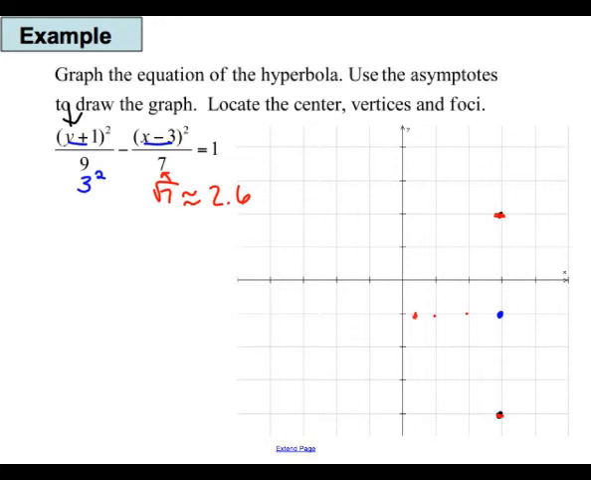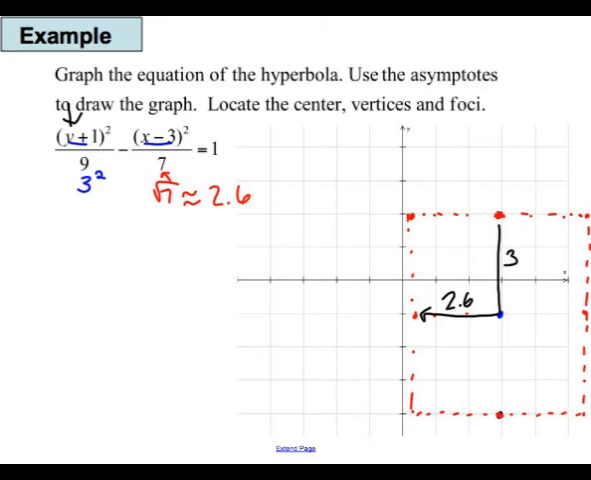So from the center, I'm going left 2.6, and I'm going right 2.6. And in fact, from every point at the top here, I'm going to go right 2.6 and left 2.6. So I can start to see my box forming. This is going to be my box that will help me find the asymptotes. Okay, so 2.6 and 3. Those are the A and B values.